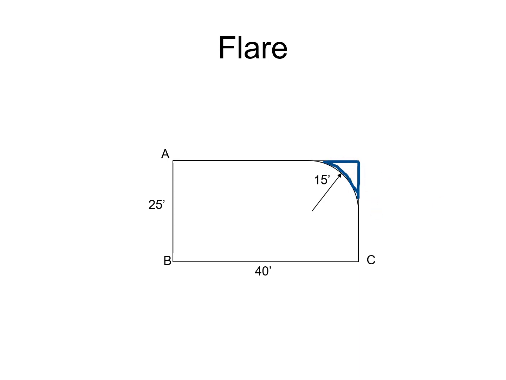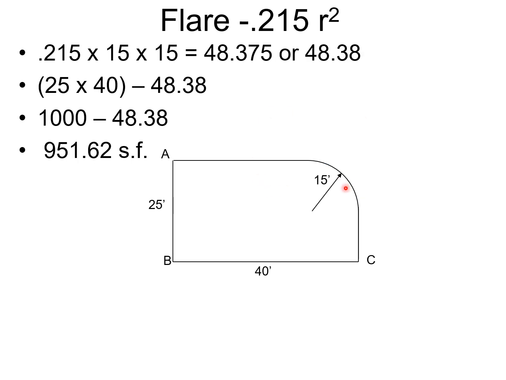This is a flare. And if we want to calculate the area of this particular shape, then what do we have to do? We have to subtract the flare out of this rectangle. It's actually a pretty easy calculation if you know the formula for the flare. So we're going to figure out what the flare is: 0.215 times our radius squared. They give us our radius right there. And we get 48.375 or 48.38.